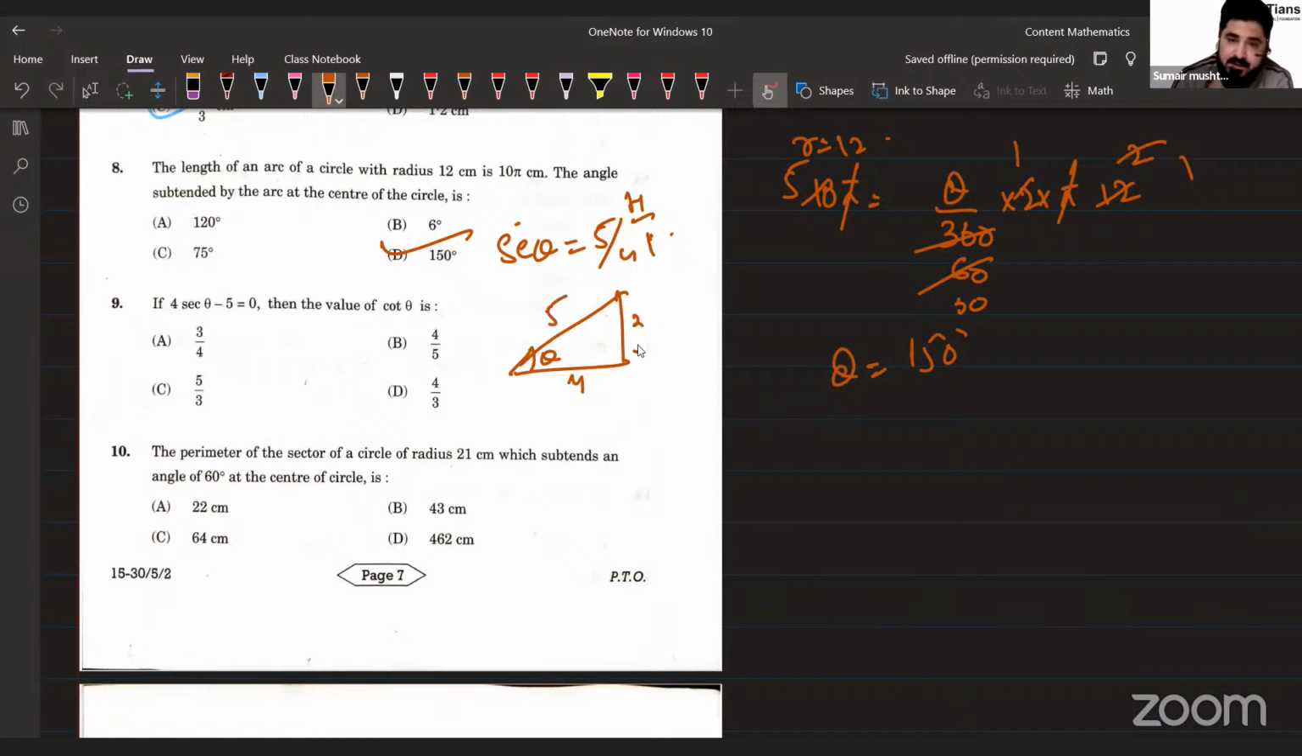So as per the Pythagoras theorem, this should be 3, isn't it? You need cot theta. Cot theta is equal to base upon perpendicular. What is base? That is 4. What is perpendicular? That is 3. So it should be 4 by 3. That's the answer. Simple.